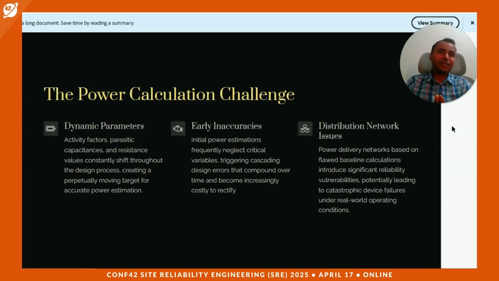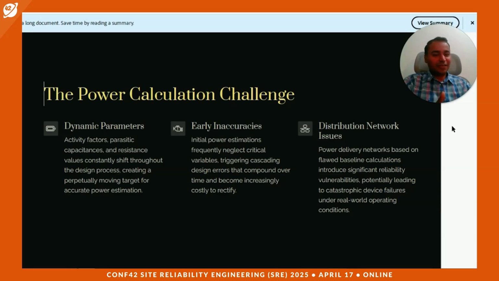Early inaccuracies are another set of components. When we started with one architecture, we did not consider a few features, and we are adding those features at a later stage. Those are some high frequency switching features that may change the power computation, and it can cascade with many other things later.